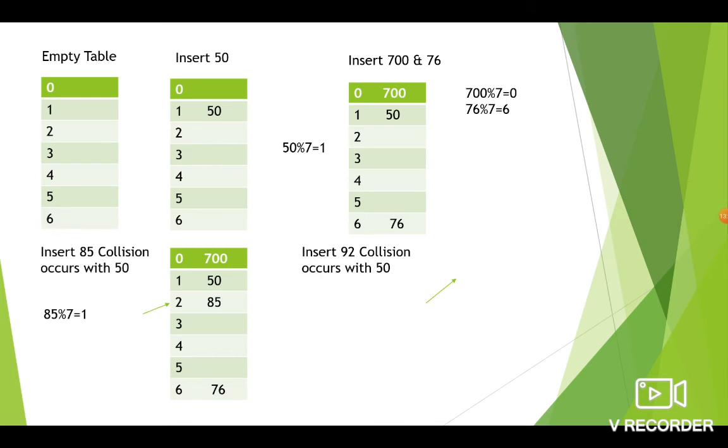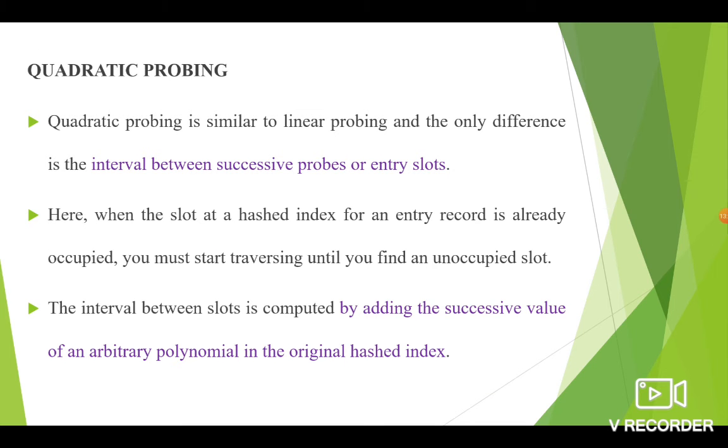When we insert 92, again collision occurs with 50 because 92 modulus 7 equals 1. So if collision occurs, then we have to search for the next free slot, but 2 is occupied. Since 3 is free, you can use that location to hold 92. Okay, so this is what happened in linear probing.